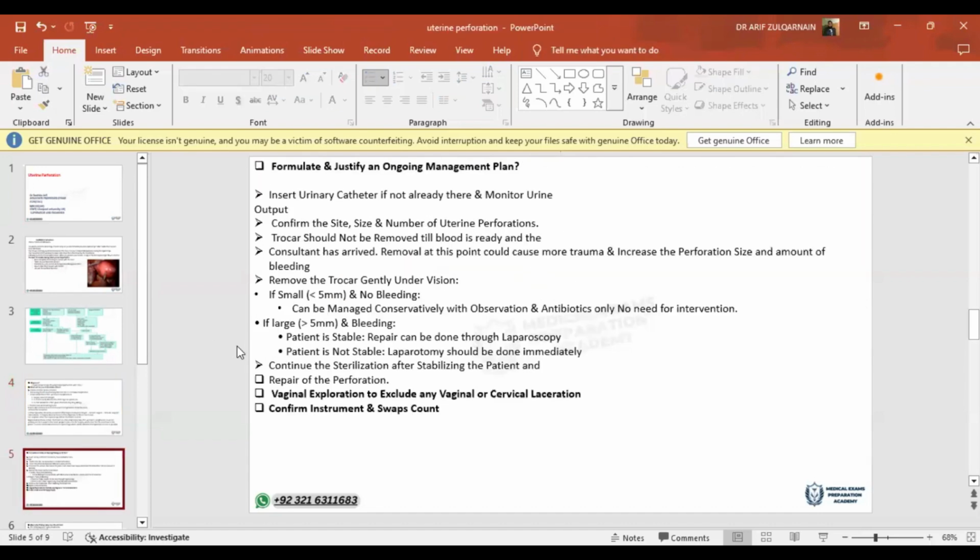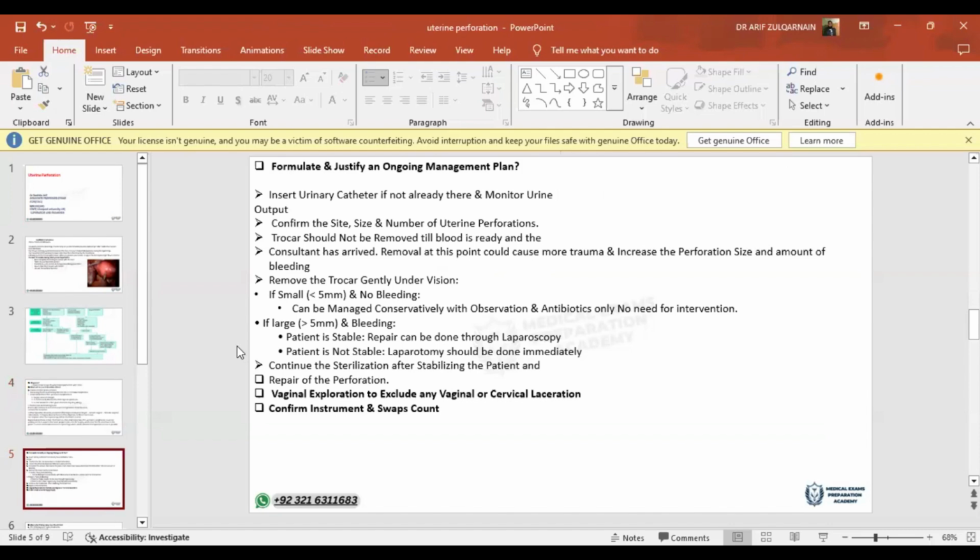Then how will you formulate and justify an ongoing management plan? You will insert the urinary catheter if it is not done already, and you will monitor the urine output. Along with this, you will confirm the site, size, and the number of uterine perforation.